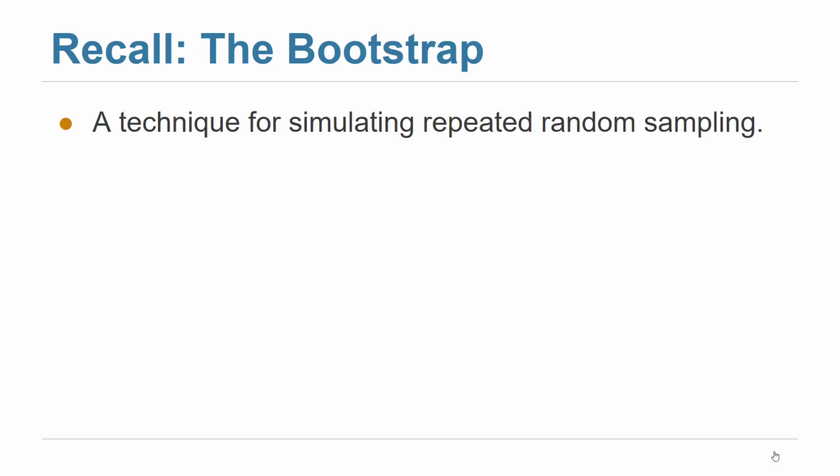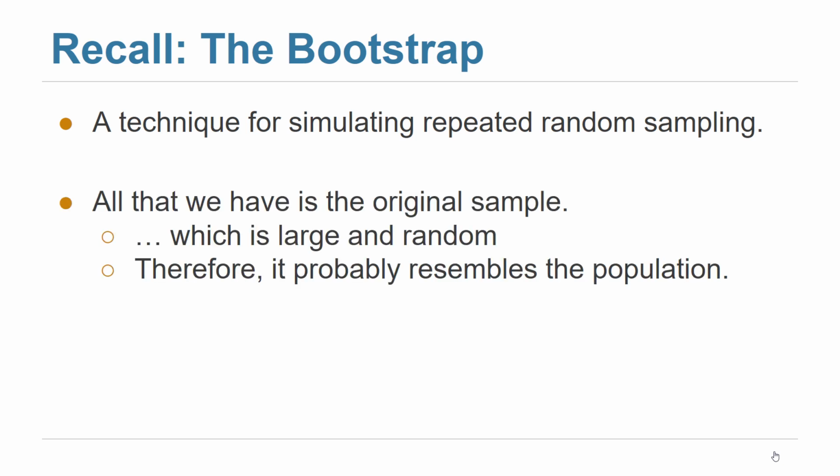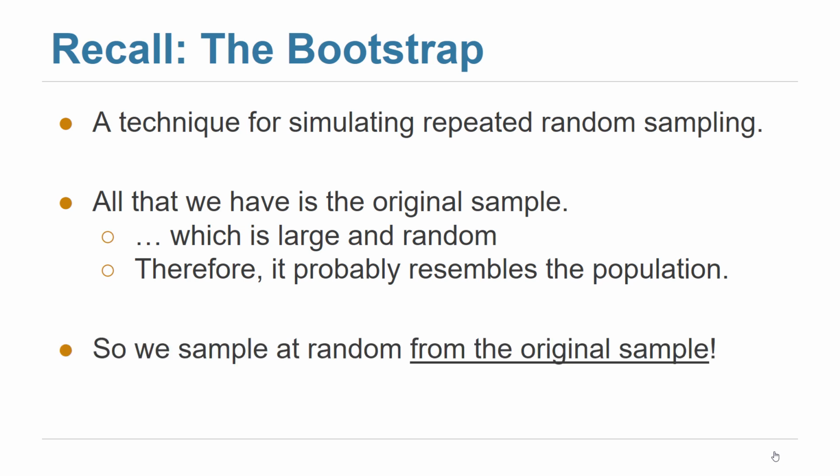Recall that we started to talk about the bootstrap method last lecture. It is a technique for simulating repeated random sampling. So we start with an original sample, which is large and random, and since it is large, it will probably resemble the population, and we sample from it at random multiple times.